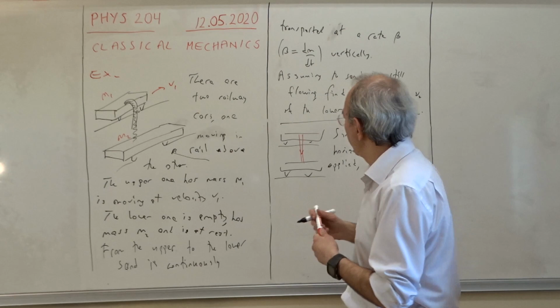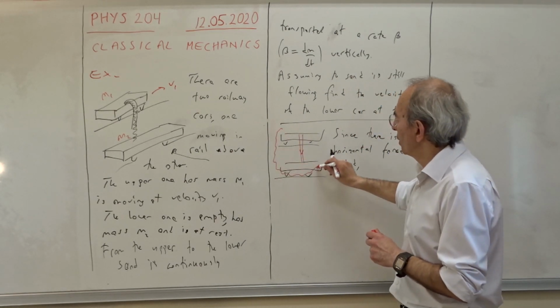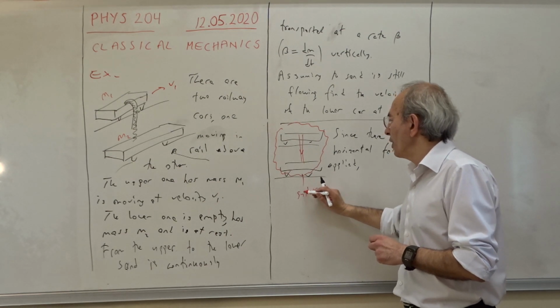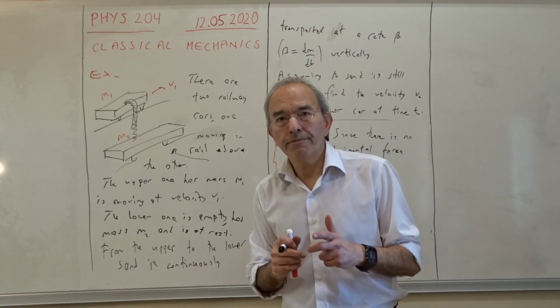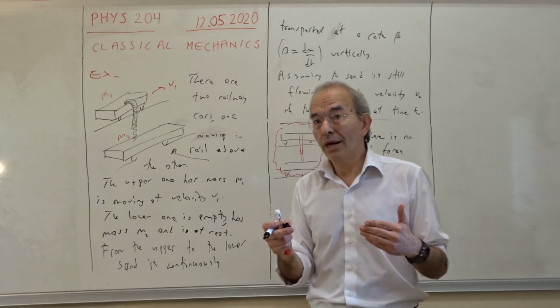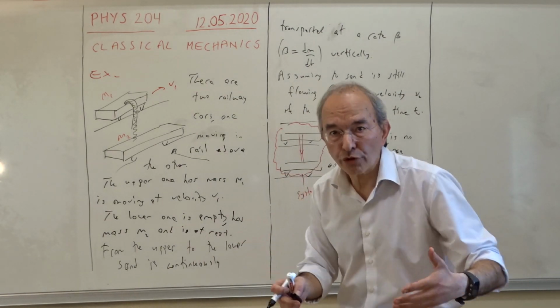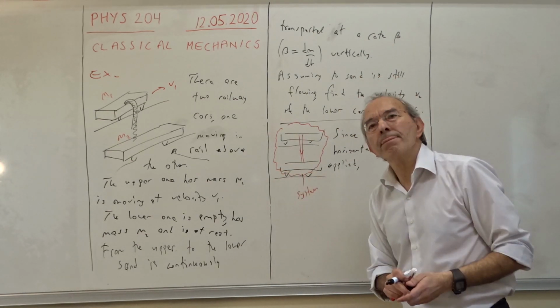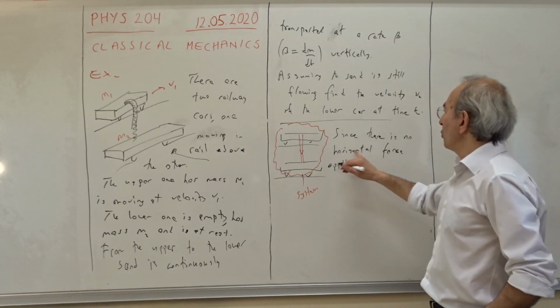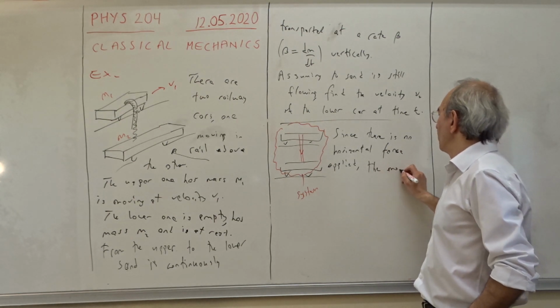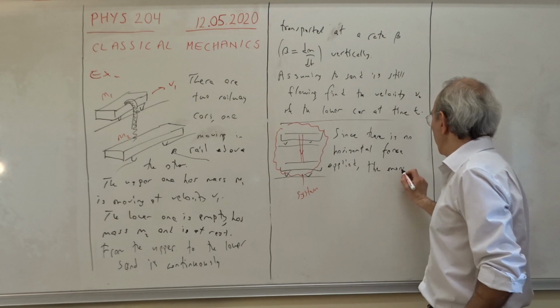What is the system? The system now consists of these two cars. This is our system. And as you see, there is no horizontal force applied on the system from outside. So the momentum in the horizontal sense is necessarily conserved, assuming no friction.